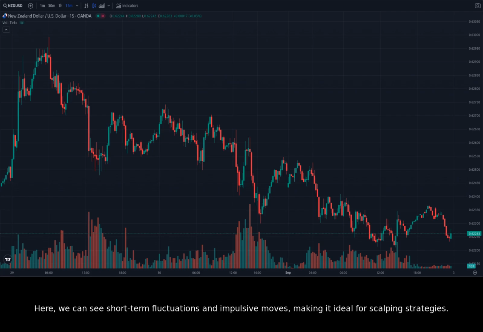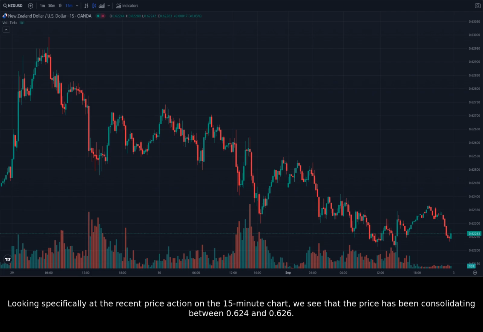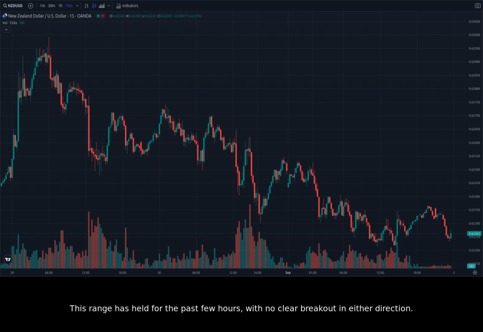Here, we can see short-term fluctuations and impulsive moves, making it ideal for scalping strategies. However, the fast-paced nature of this time frame can also be volatile, making it less suitable for long-term trading. Looking specifically at the recent price action on the 15-minute chart, we see that the price has been consolidating between 0.624 and 0.626. This range has held for the past few hours, with no clear breakout in either direction.